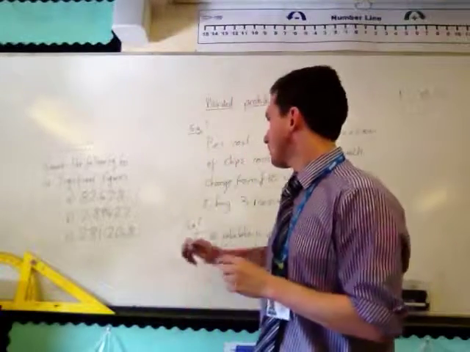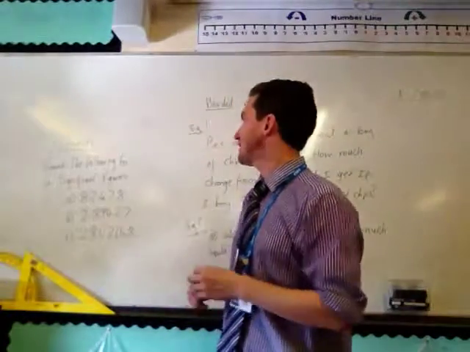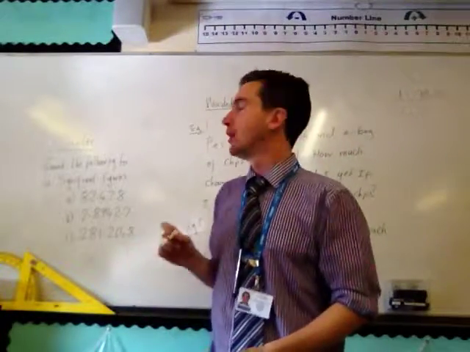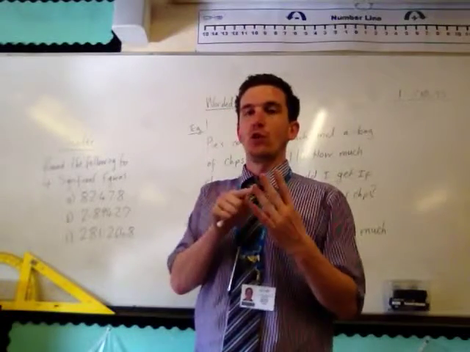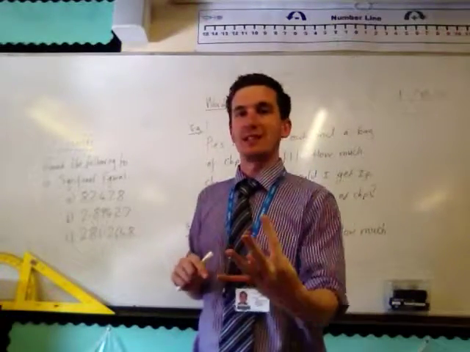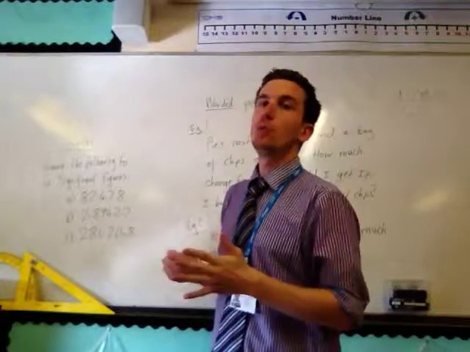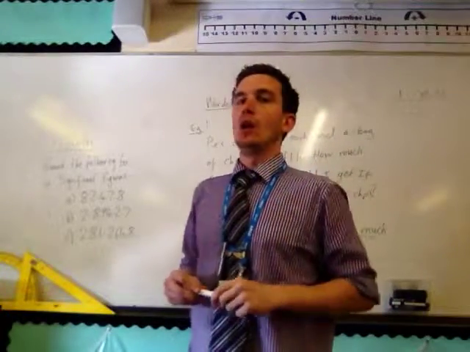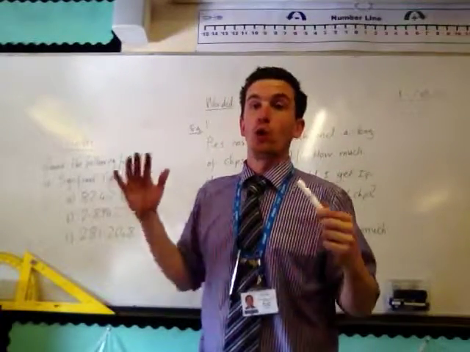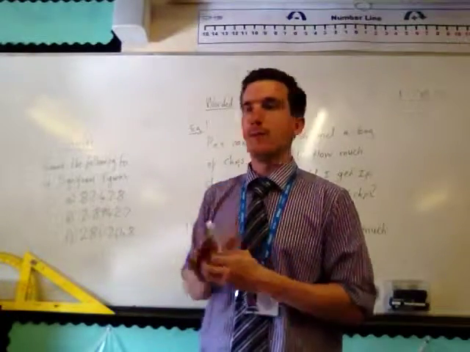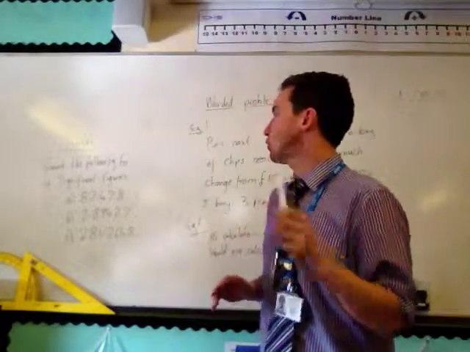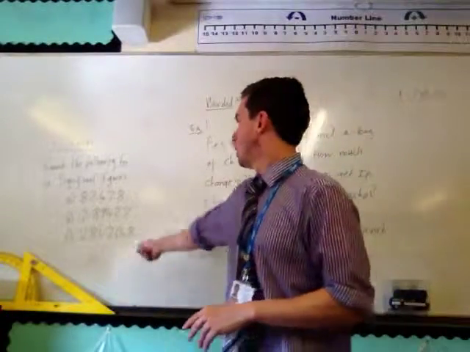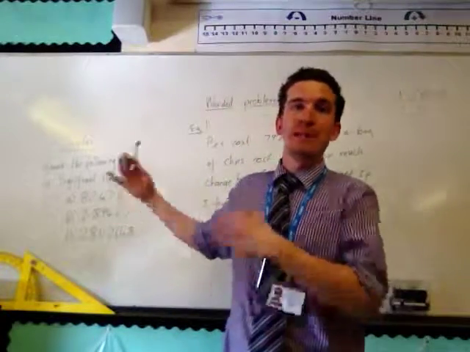Okay, so the first one you should have got 82.48, because the last 8 rounds the 7 up. So remember 4 significant figures, 4 numbers in your answer. Part B, you should have got 2.894. Because the 2 that comes after the 4 keeps the 4 the same, because it's less than 5. And for part C, you should have got 281.3, because the 6 that comes after the 2 means it rounds up by 1.